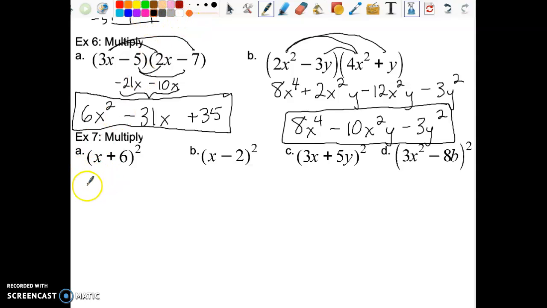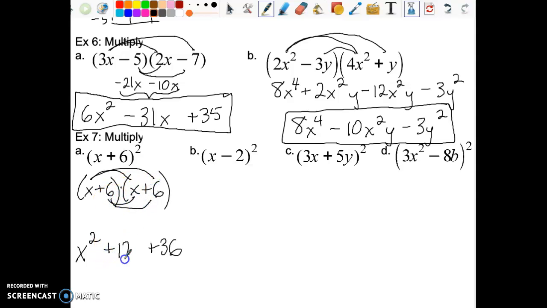As I work through the next ones, notice there is a shortcut. I just don't like teaching the shortcut. The students tend to forget it. They just memorize it and then they forget it after the test. So I just encourage students to remember that x plus 6 squared is the same thing as x plus 6 times x plus 6. So when you go to FOIL it, you do get the x squared and you do get 36, because 6 times 6 is 36. But a lot of students forget to have the 6x plus 6x in the middle, which is 12x.